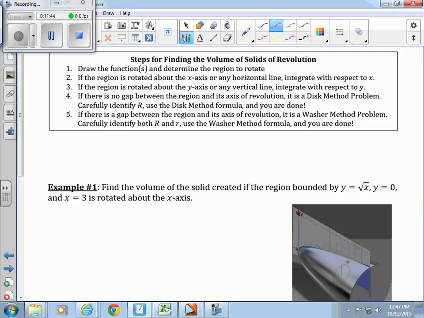Identify capital R and lowercase r. On the washer method, just identify capital R if you're doing the disc method. And you're pretty much done.